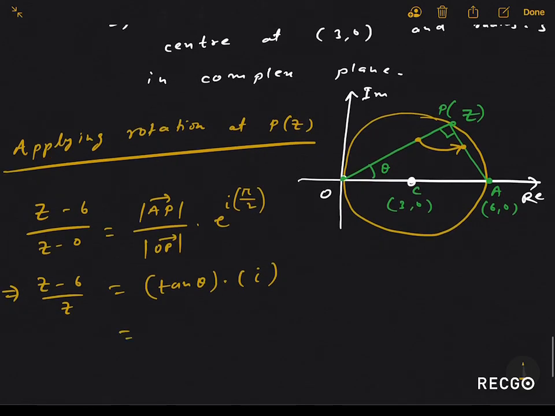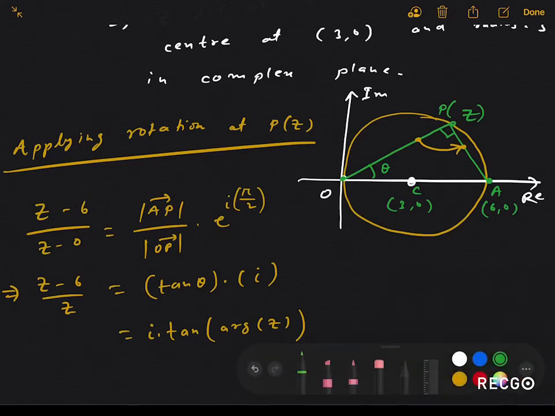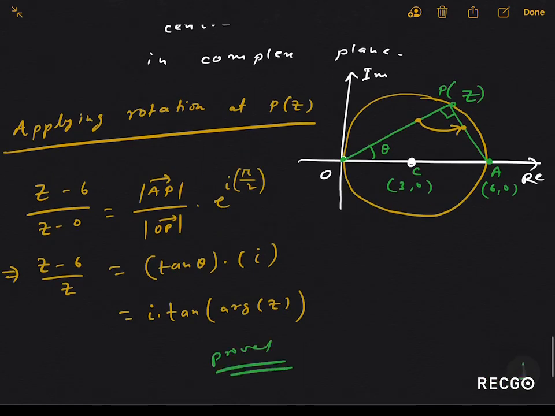In triangle OPA, tan theta is equal to AP by OP. And e to the power iota pi by 2 in Cartesian form can be written as iota, so that is equal to iota tan theta, and theta, as I said, is the argument of Z, so iota tan of argument of Z, and that is proved. Very simple. If you apply the rotation concept correctly, you will be very handy with solving the questions.